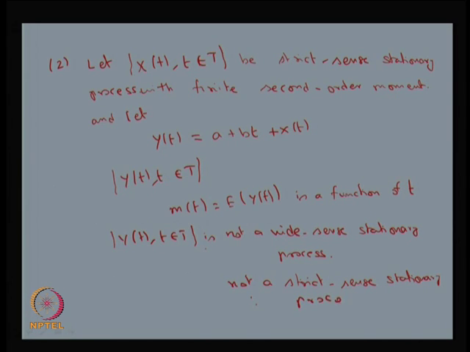That means, from this example we can conclude that whenever you have a strict sense stationary process X_t, if you make a plus b t plus X_t, definitely Y of t is not going to be a wide sense stationary process as well as a strict sense stationary process. We will go for the third example.